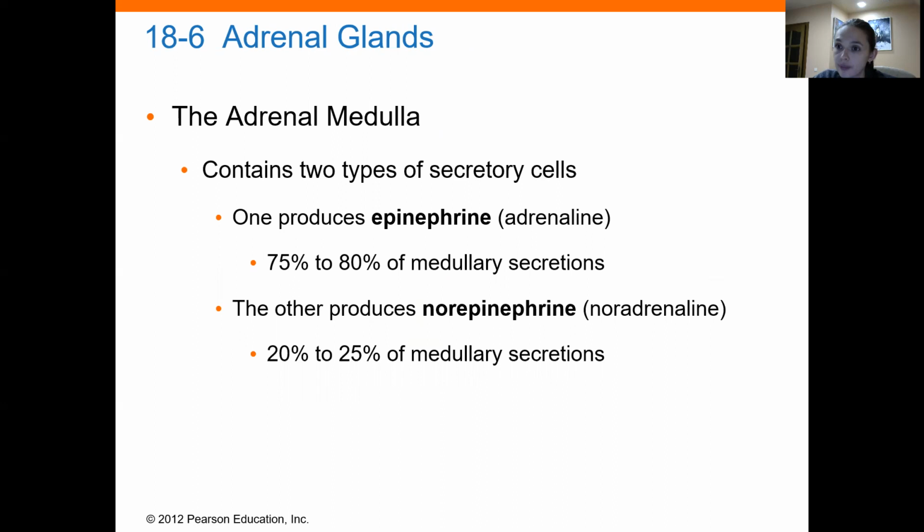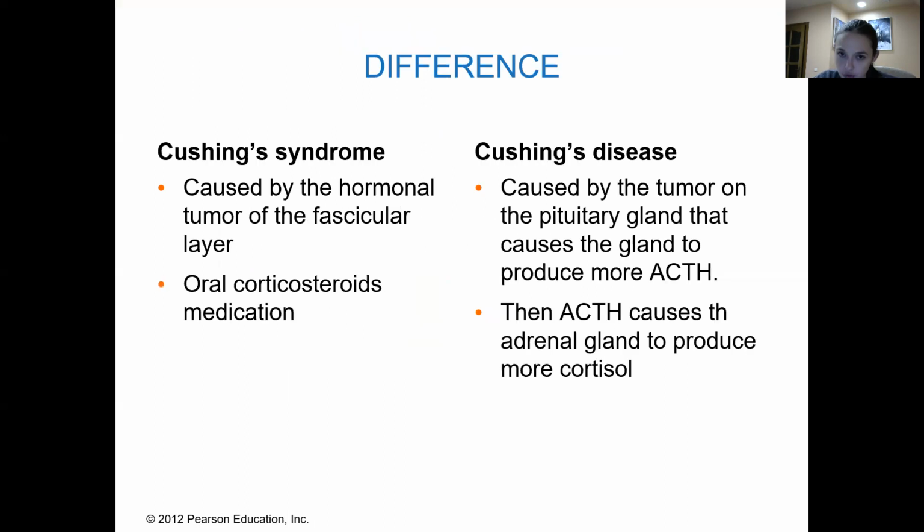The adrenal medulla. As we discussed, the adrenal medulla contains two types of secretory cells, which are responsible for production of epinephrine, about 80%, and norepinephrine, about 20–25% of its secretion. Now let us return back to Cushing syndrome.